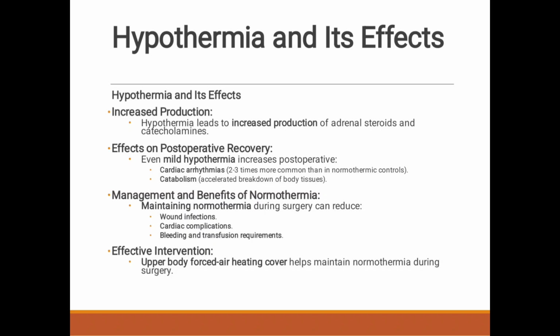The most effective intervention which they have found is the upper body forced air heating cover, which helps maintain the body temperature during the surgery. One thing which you have to remember from this slide is that normothermia reduces the wound infections, reduces the cardiac complications. How to bring about that? Upper body forced air heating cover.